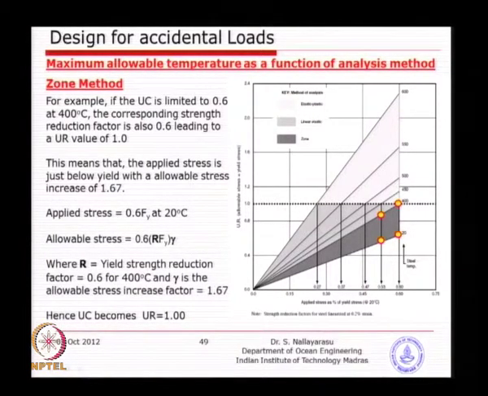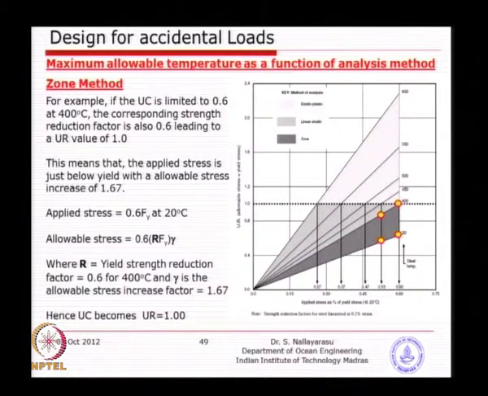The dark color at the bottom you can see is 20 degrees, the design as per operational temperature with no temperature increase. Here I have just defined the zone method restricting the temperature to 400 degrees. As long as the temperature is below 400 degrees, the unity check will be 1, and at 20 degrees you design the system in such a way that the unity check is 0.6.